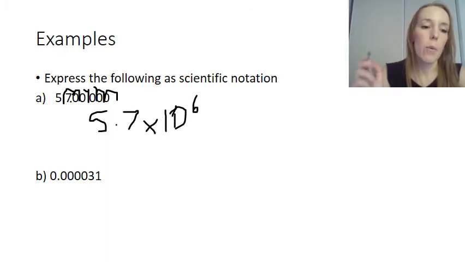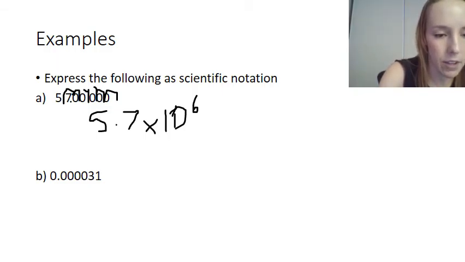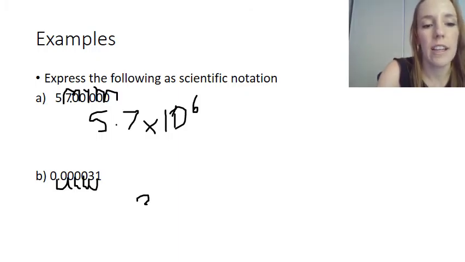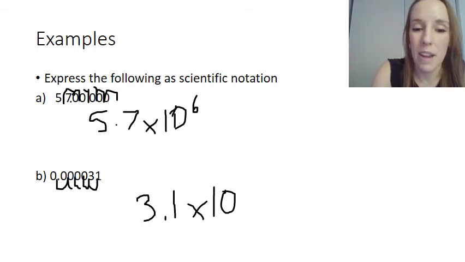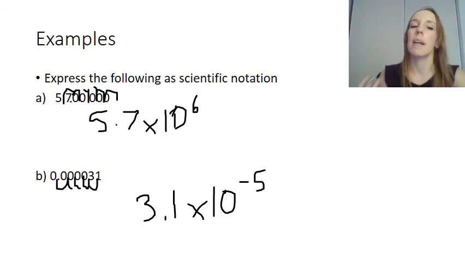For our second, we've got 0.000031. We're going to express that in scientific notation. So again, we're going to move our decimal point 1, 2, 3, 4, 5 places. So that leaves us with 3.1 times 10. Now remember, it's a very small number, so it'll be a negative 5. That's the number of places we shifted our decimal point.